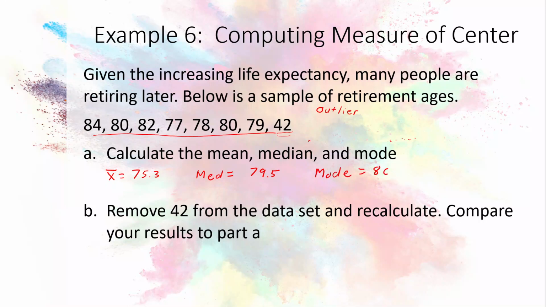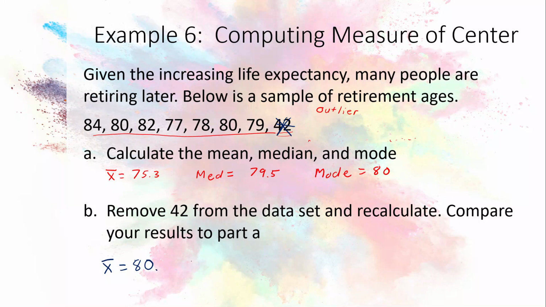Okay, now suppose that I remove 42 from the data set. I remove the outlier from the data set. How do things change? Well, the mean is going to increase by a value of 4.7. I'm going to have a mean of 80. So notice that the mean really changes when we exclude the 42.